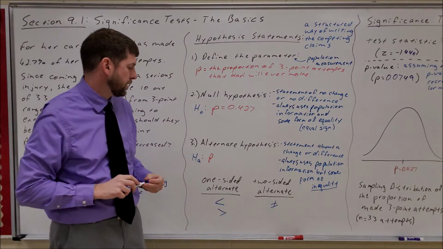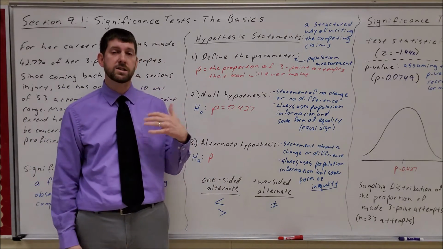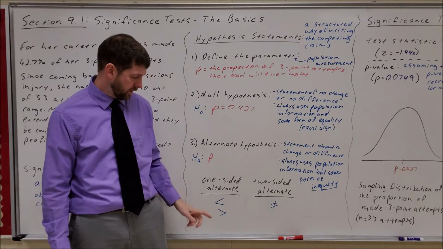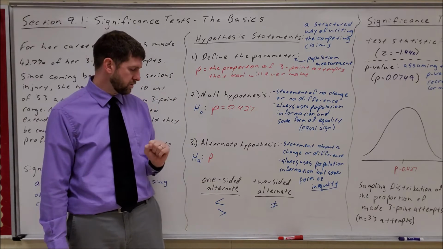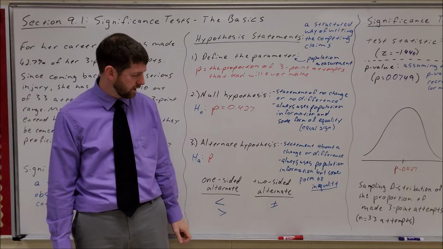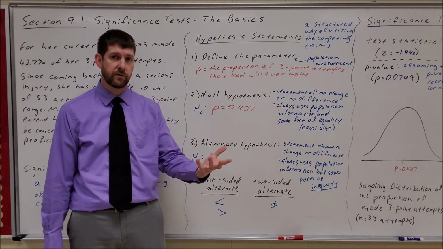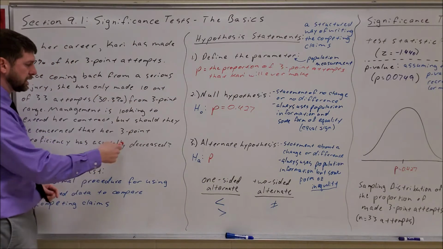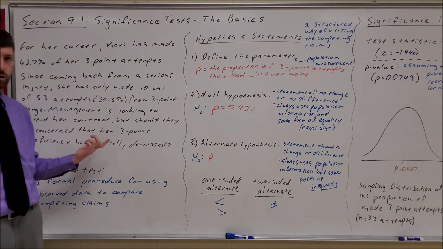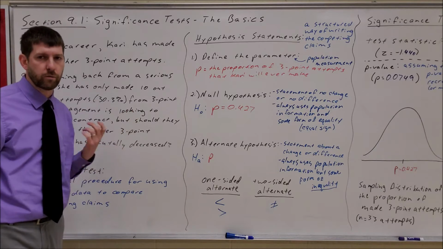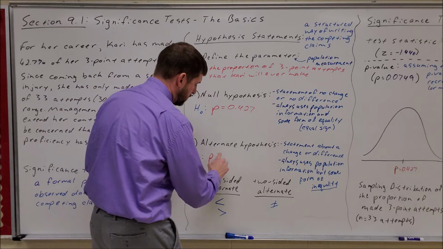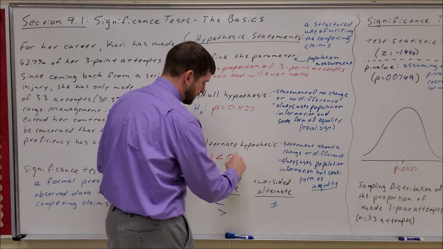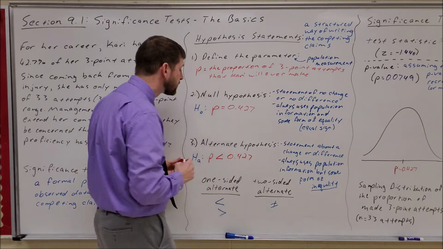So that's a case where literally we're just asking, is there a difference between what we think is going on and what they claim? If it's directional, it's one-sided, less than or greater than. If it just says that she's different, that's going to be two-sided. Well, in our study, we indicate that she's gotten worse, right? They're concerned that she's lower than what she used to be. So the alternate hypothesis is that her proportion is actually less than 0.427.